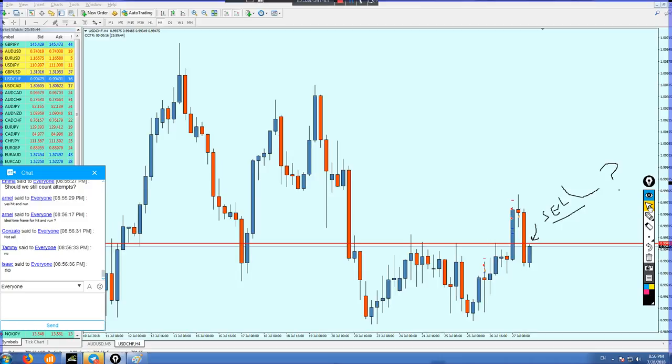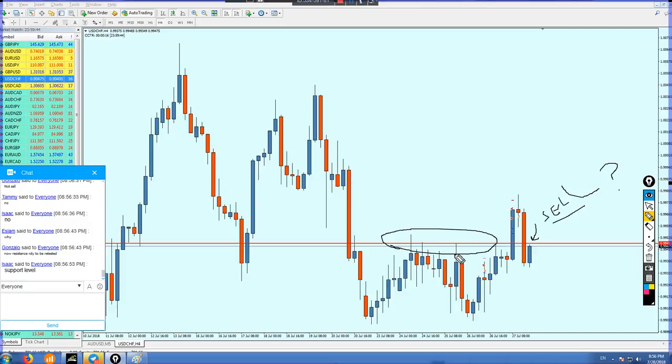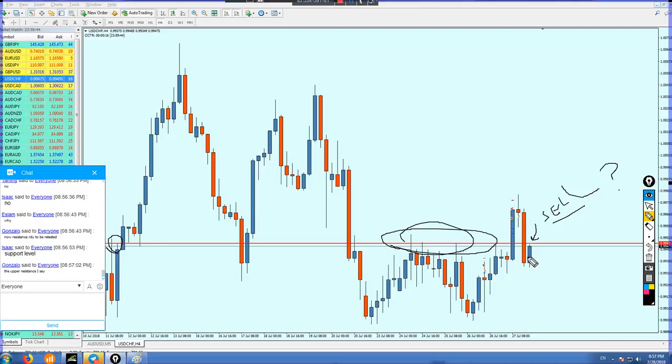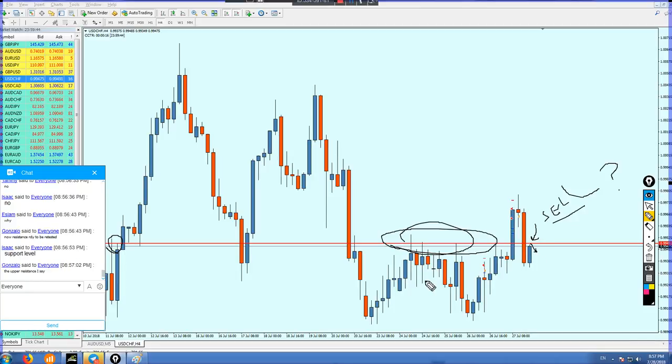The reason is, why can I not place sell here, even though this was a resistance in the past? It was a resistance, and it was here also a resistance. It was a resistance. So why can't I place sell here? Guys, come on. Give me the answer.